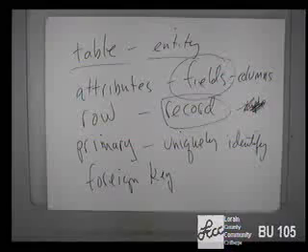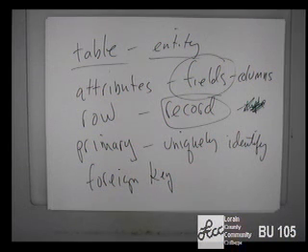Now, why do we need a field that will uniquely identify a member of an entity? We need it to relate entities together, because of what are called foreign keys. This is how we connect two entities together, or two tables together.